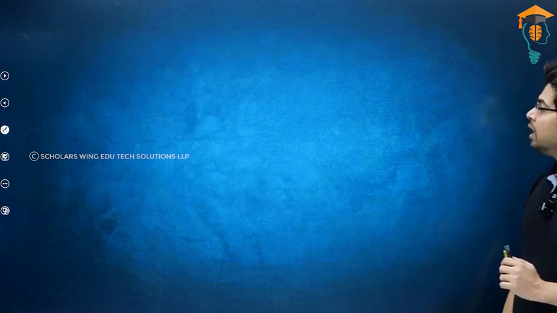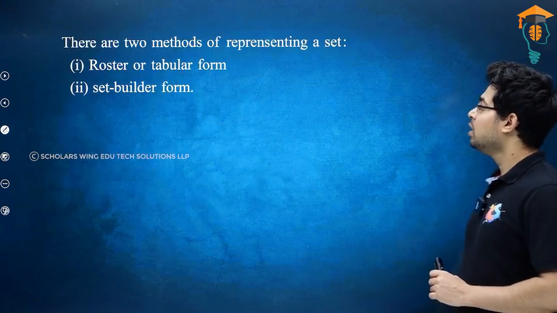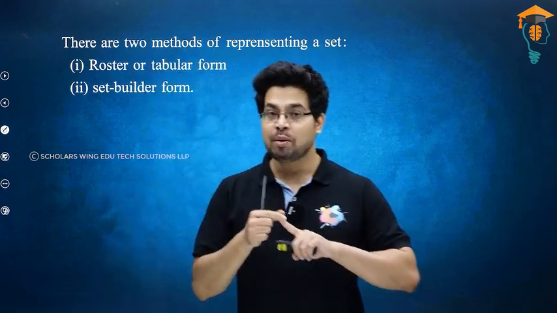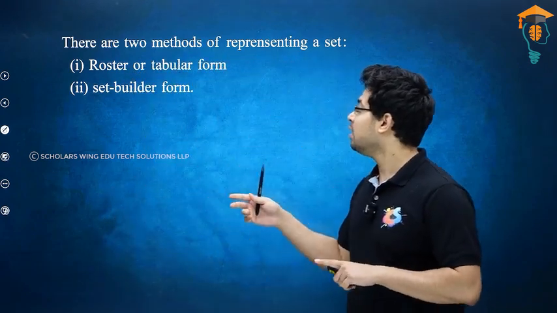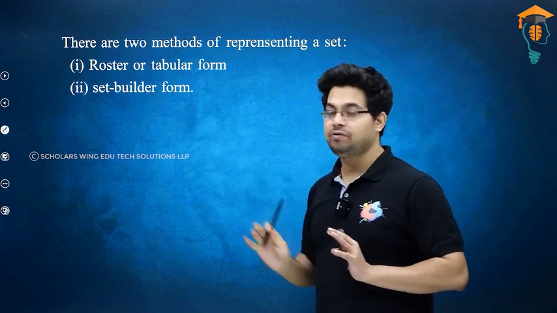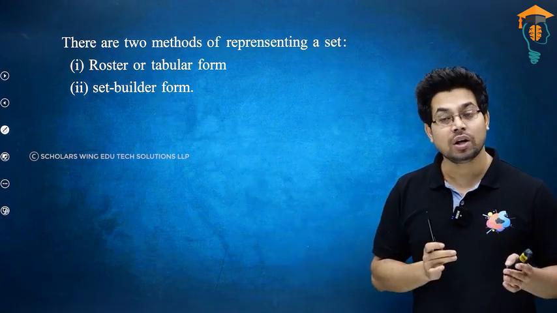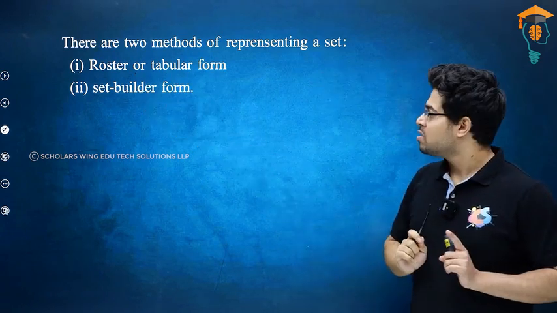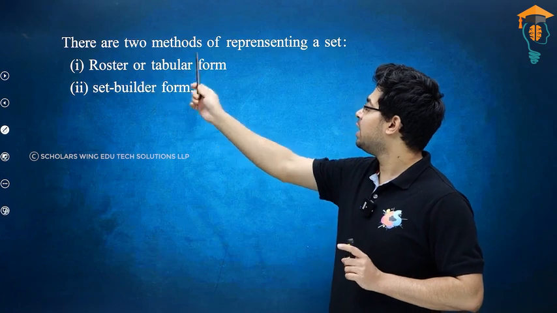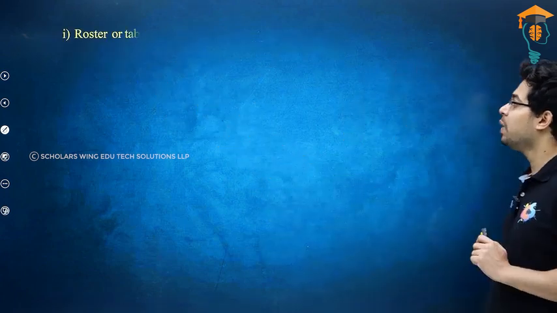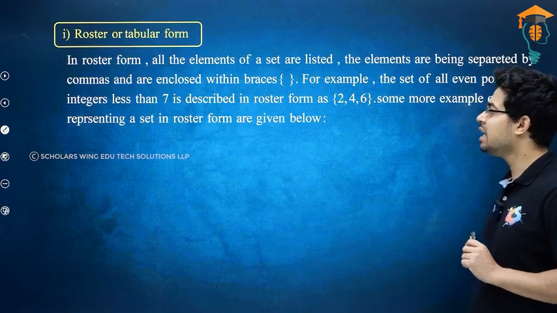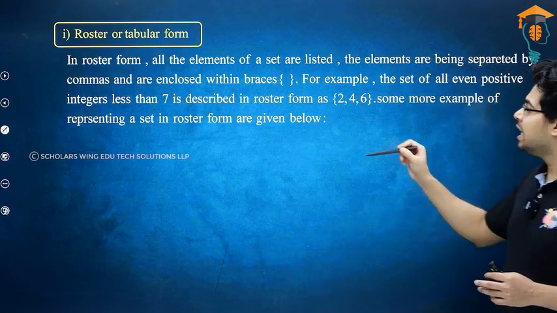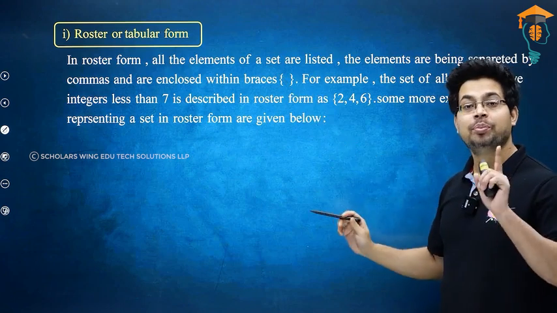Fine. Now over here, students, let us talk about two different methods of representing a set. One is tabular form and the second one is what? Set builder form. Tabular form is also known as what? Tabular form is also known as roster form. Fine. So let us first look at roster or tabular form. Let us take a few examples. Let's say in roster form, all the elements of a set will be listed, right? And they will be enclosed within braces.